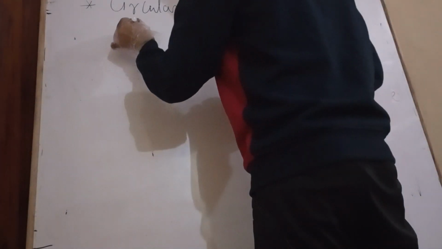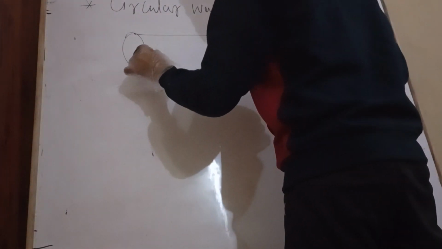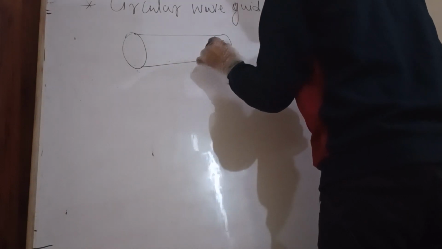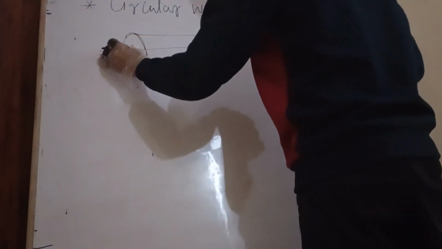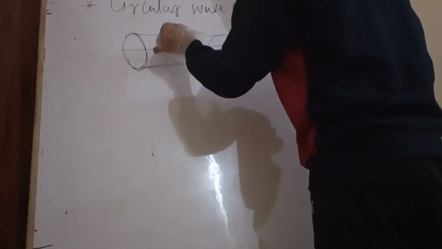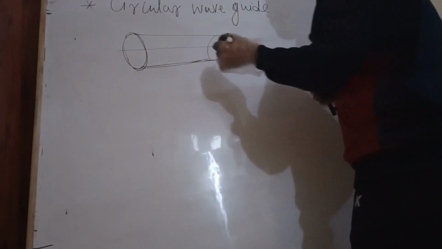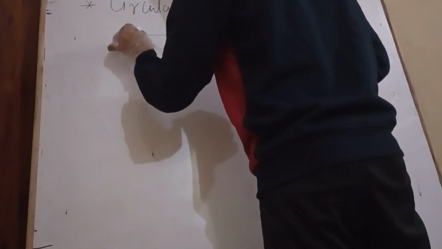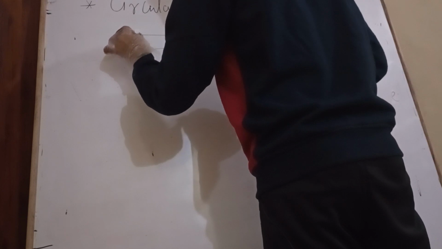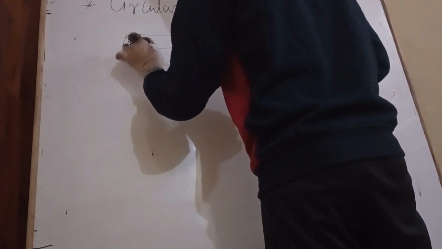So what is this circular waveguide? As you know very well, it is a single conductor whose cross section is circular, so it is like a cylindrical shape. Through this waveguide we are transmitting the electromagnetic signal. Here is the radius of this circular waveguide.